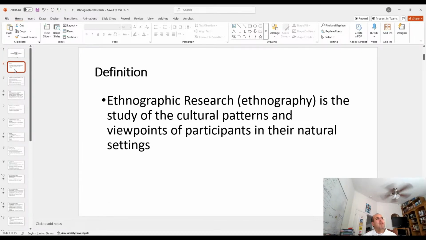What is the definition of ethnographic research? A lot of people also call it ethnography for short, which is the more commonly used term. This is the study of the cultural patterns and viewpoints of participants in their natural setting. And what are cultural patterns? Cultural patterns are essentially culture that repeats itself over and over again. And what is culture? Culture is almost all types of human behavior.